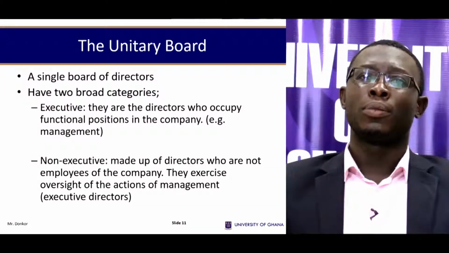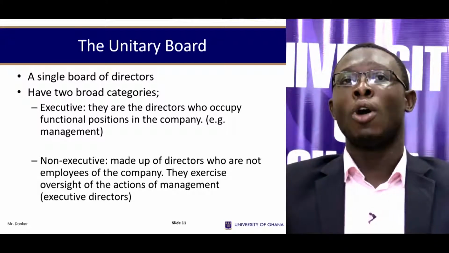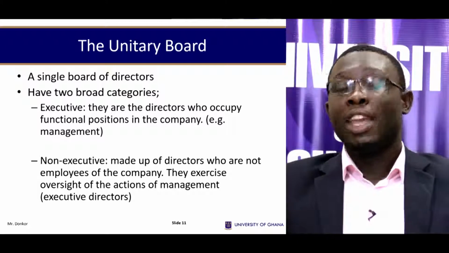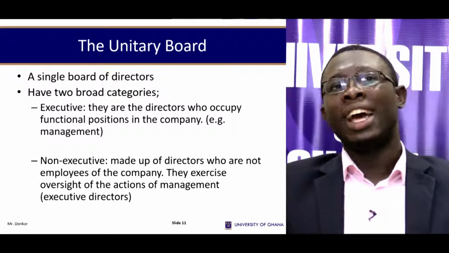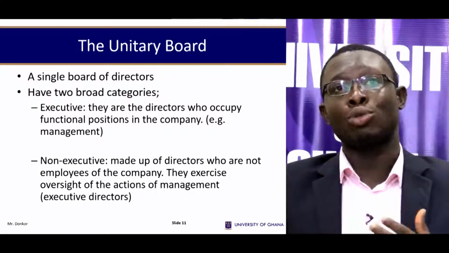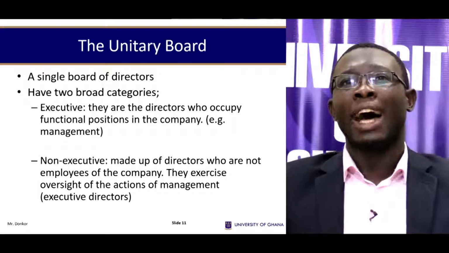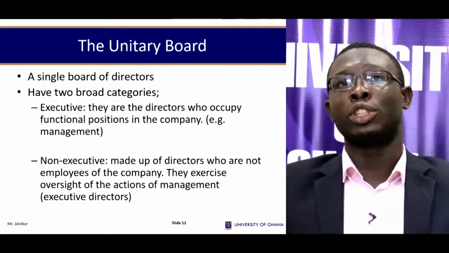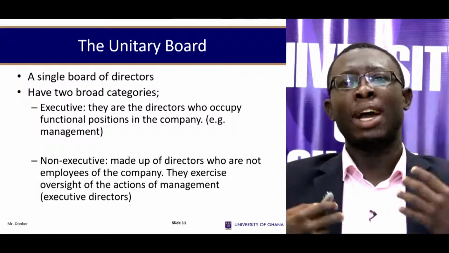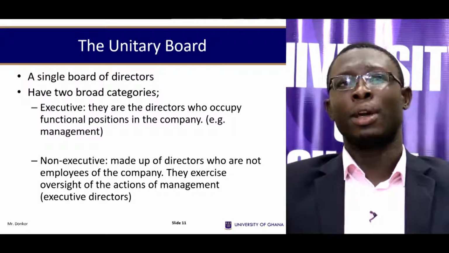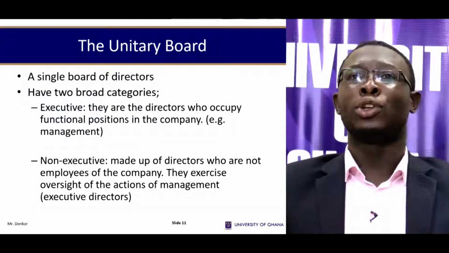Unlike the 2-tier board, the unitary board is made up of 1 but has 2 main categories. They form as 1 board, but we have the executive board and the non-executive board as the 2 categories under the unitary board. The executive board are the directors who occupy functional positions in the company, easily known as management. Here they are employees of the organization.